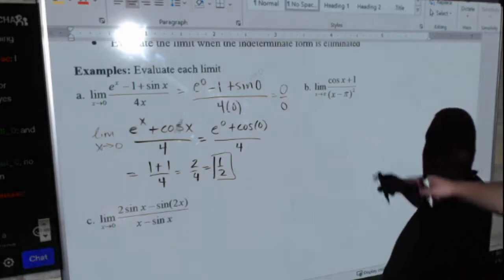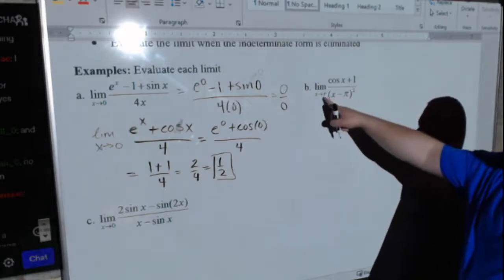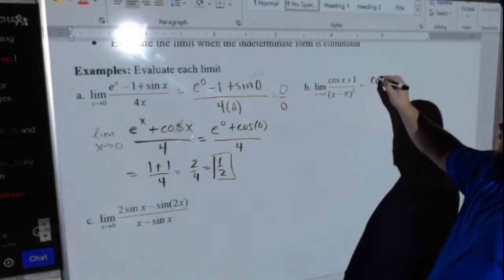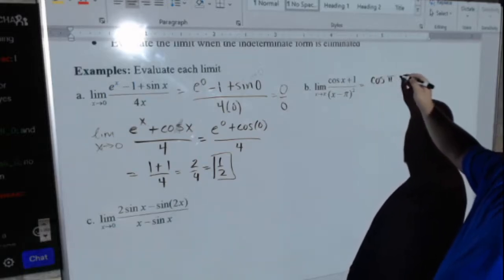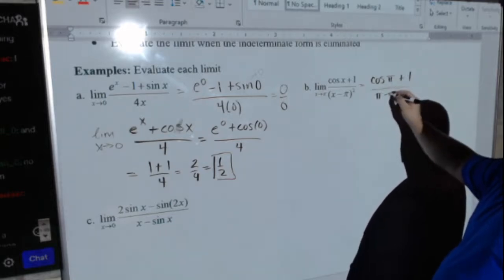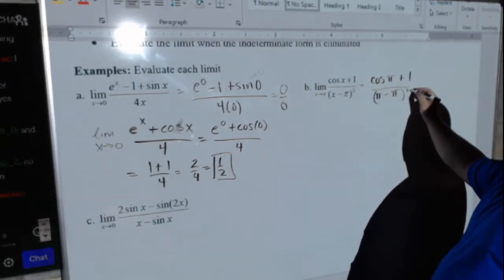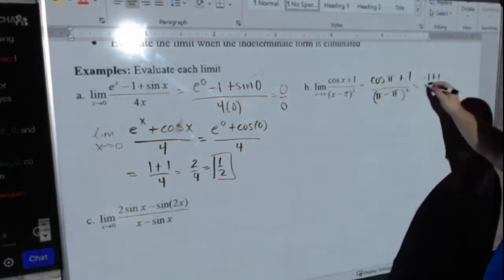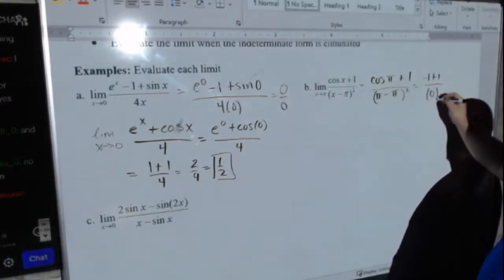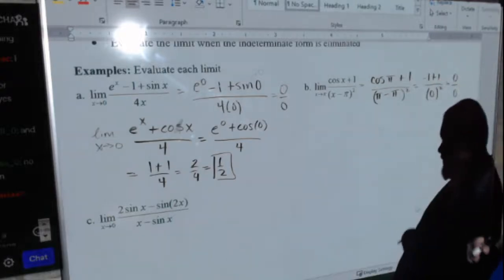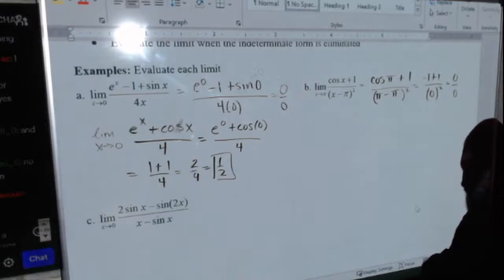So let me come over here and do this one. This one says plug in pi. So if I plug in pi right now, cosine of pi is -1. -1 plus 1 is 0. So again, we get 0 over 0.